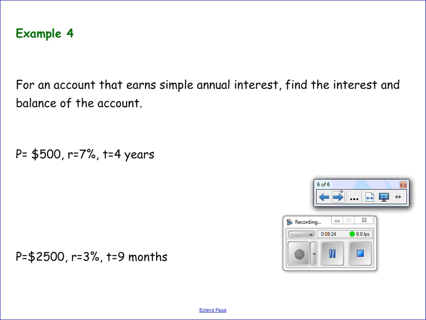Okay, now our last example, I'm going to pause the video and let you see what the answers were for an account that earns simple annual interest. You need to find the interest and the balance of the account. So for these last 2 examples, you need to determine how much the interest was that was earned with the formula that we have, and then add that amount to the principal.